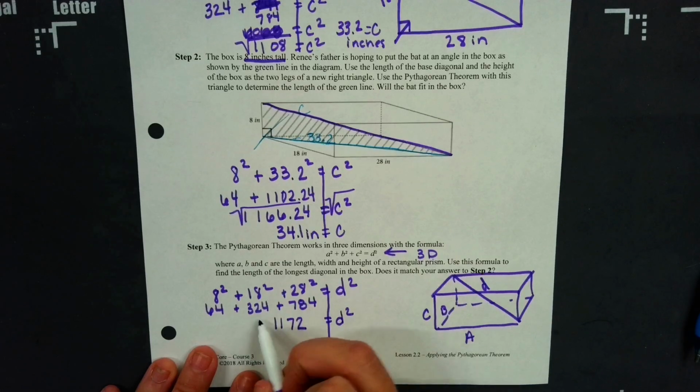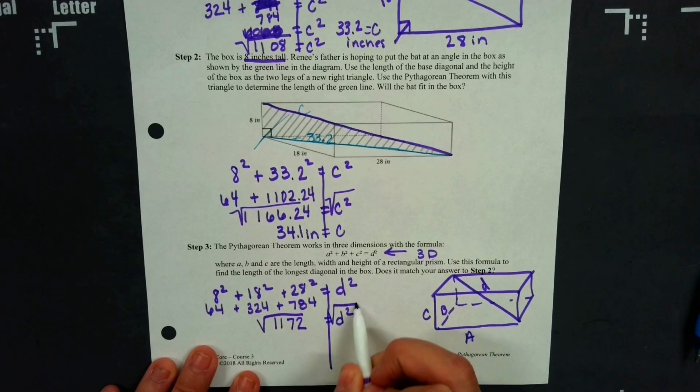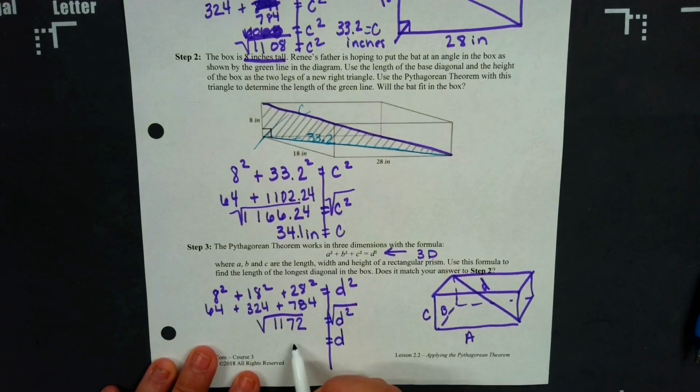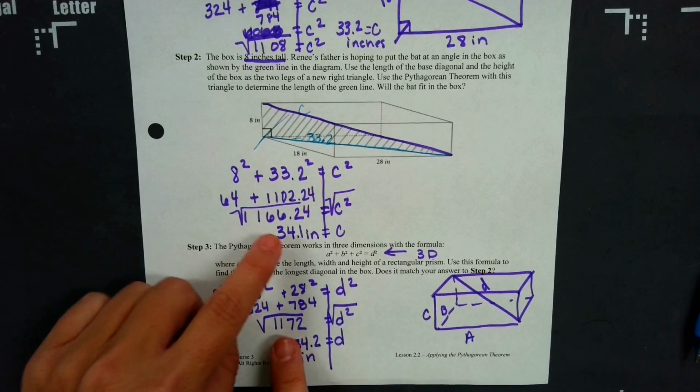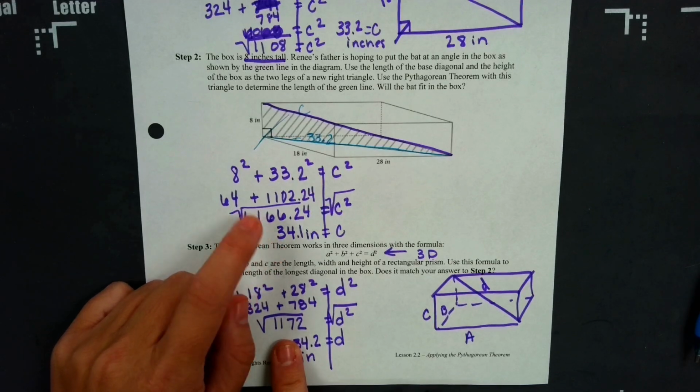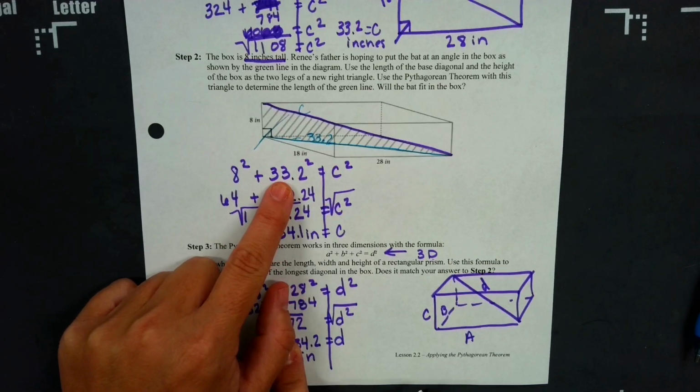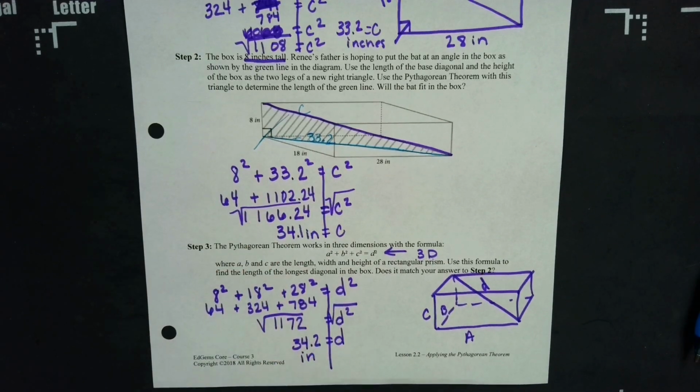So I'm going to go ahead and take the square root. What do I get? D equals 34.2 inches. Are these pretty close? Did I round this to 33.2? That could make up for my little bit of difference.